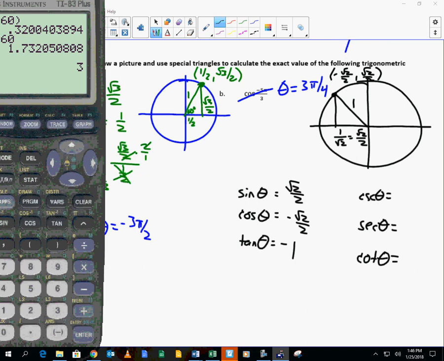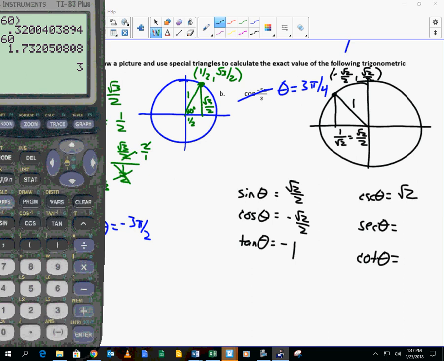Now, watch carefully. Cosecant will be the reciprocal of sine, right? So 2 over the root of 2. It's just easier to look right here. Instead of taking the reciprocal of root of 2 over 2, let's take the reciprocal of 1 over the root of 2. What's the reciprocal of 1 over the root of 2? It's root of 2. Which, if you simplified it, that's what you would get.